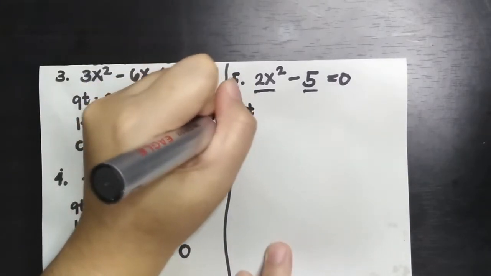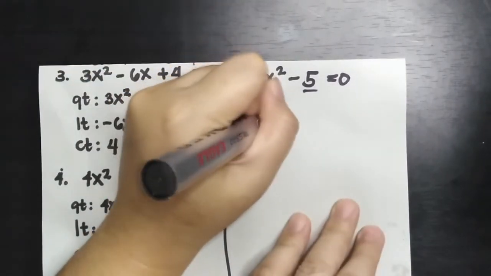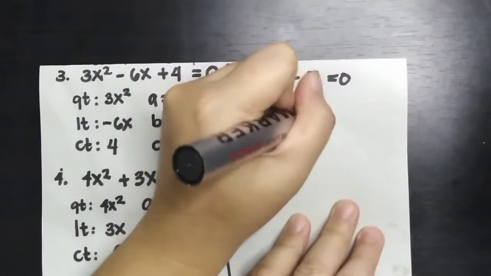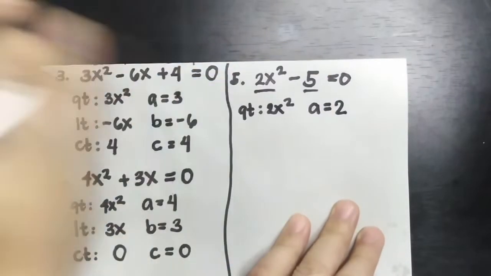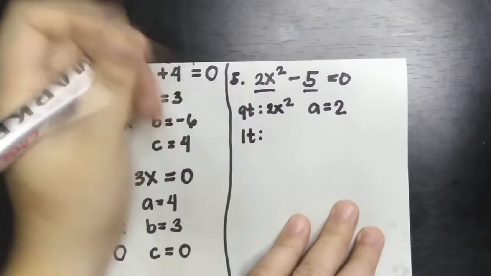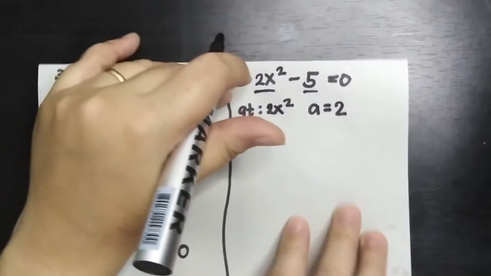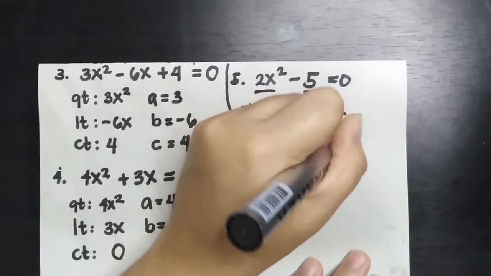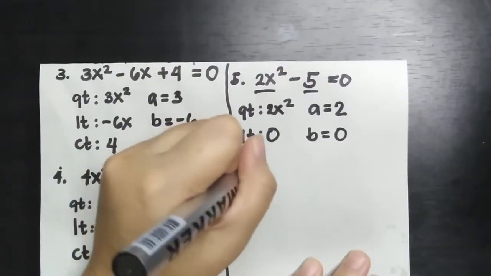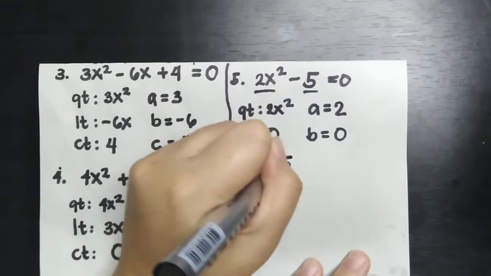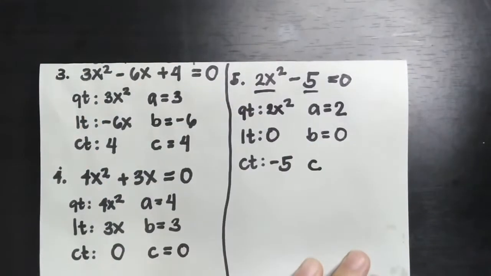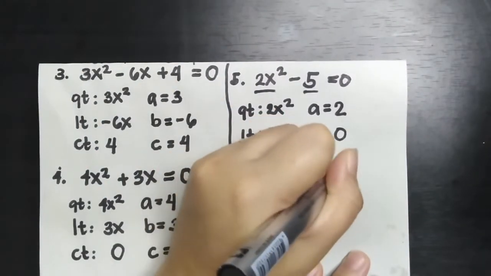So to determine the quadratic term, we have 2x squared, which gives us the coefficient a equal to 2. The linear term, which is missing in this quadratic equation, is 0, giving us b equal to 0. And the constant term, which is negative 5, gives us c equal to negative 5.